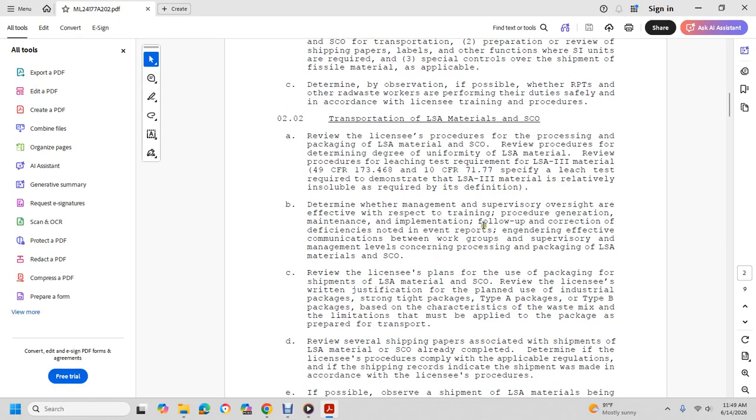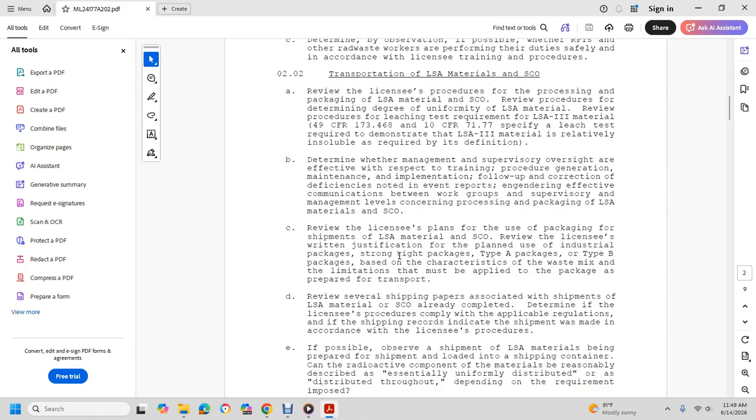Determine whether the management or supervisor oversight is effective with respect to the training procedure, including the generation, maintenance, implementation, follow-up, and correction of deficiencies, the event reports, and effective communication between them and the worker group, supervised with the management level of concern with the processing and packaging of LSA material and SCO.